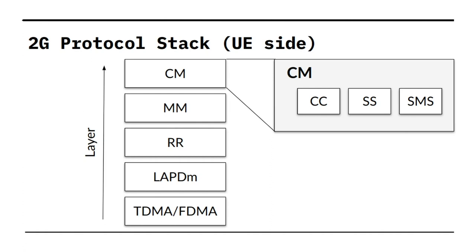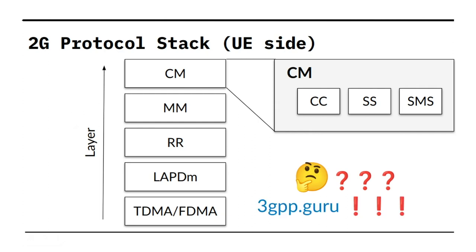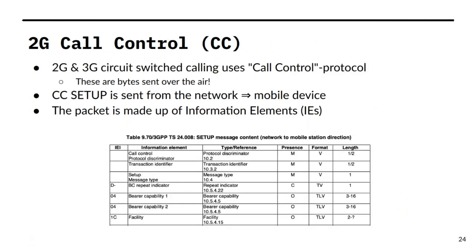So you have these different layers in the specification, and then there's different tasks. So there's, for example, in this case, a CC, which is short for call control task. It doesn't really matter what all of these abbreviations are. If you have no idea what any of these are, you can go to 3gpp.guru, which is the most amazing website for these sort of things. Just type in the abbreviation, it'll tell you at least the location and spec. You will still probably have to ask ChatGPT for what the spec actually means, but that's a different story.